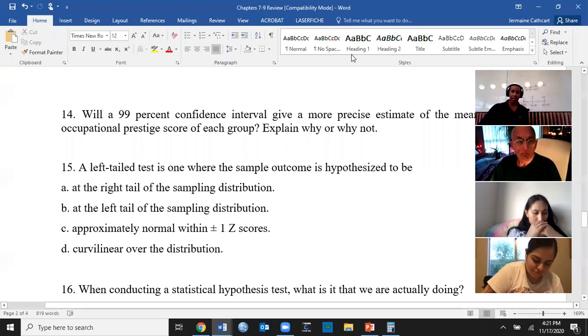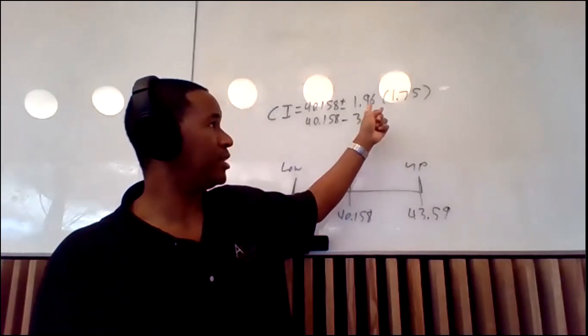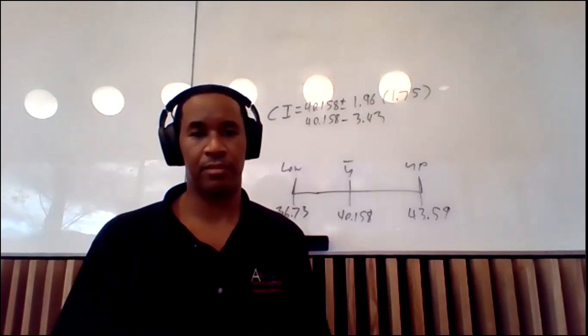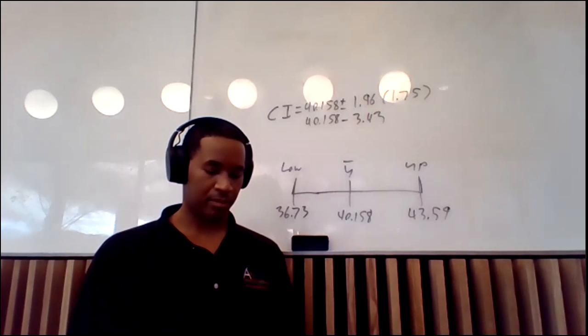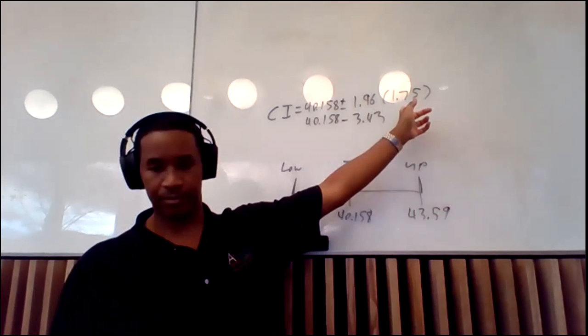Now, why is it going to be wider? So obviously with a 99% confidence level, we're not going to be having 1.96 here. What number are we going to have here?